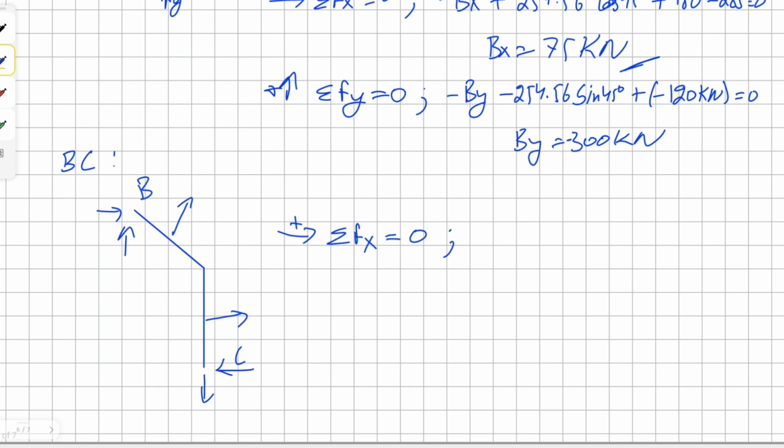Okay, so our BX is positive, and then our point load on the roof is going to be positive 84.85 times cos 45 degrees, and then a positive point load on the wall, that's 60 kilonewtons, and then you have negative CX because it's pointing in the other direction than our assumed positive direction. So solving for these, we get positive 195 kilonewton as our answer.